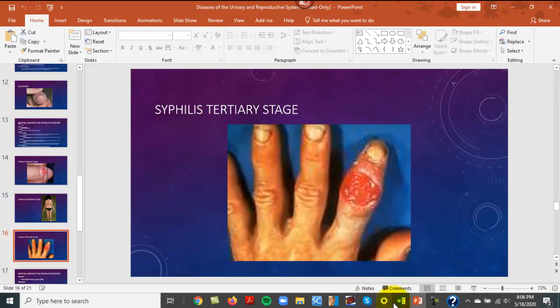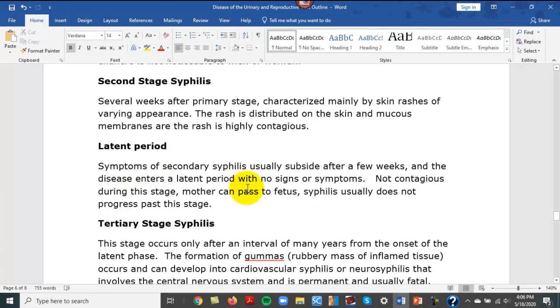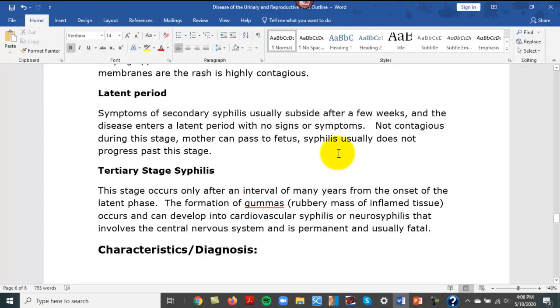There is a stage that's sometimes called the latent stage, where everything disappears and it may come back at a later time. Latent just means delayed. There are no signs or symptoms, and it's not contagious during this period. A mother can pass it to the fetus. It usually doesn't progress beyond this point. If it goes to the tertiary stage, which is neurosyphilis, that person most likely is not going to make it. They're going to die.